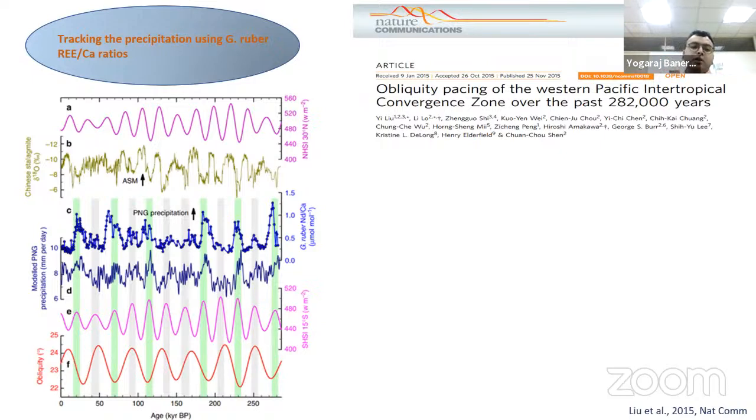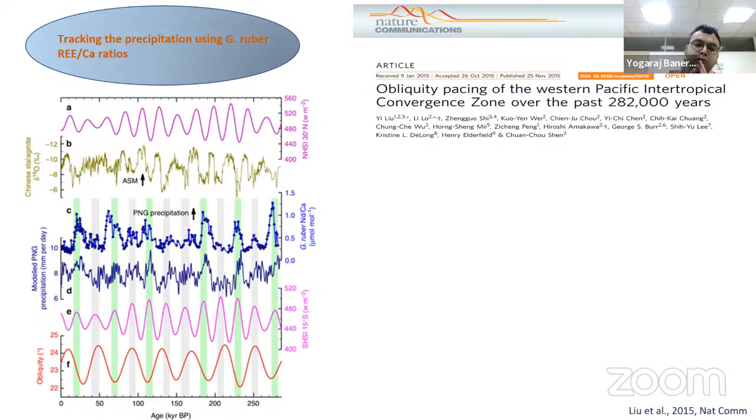So what is happening here? I will try to give you the concept about using the rare earth element ratios, or the neodymium by calcium ratios, as an indicator of the precipitation proxy. These rare earth elements are inputs from the terrestrial realms that are driven by the monsoonal precipitation, and through river discharge they come in and get trapped in the carbonate lattice of the foram.